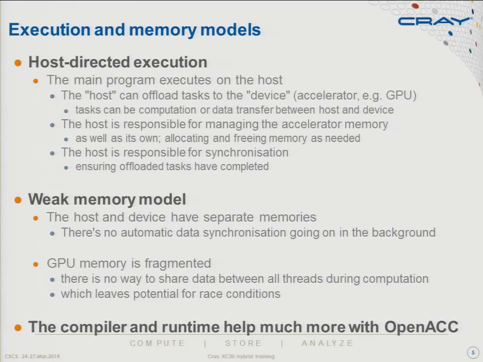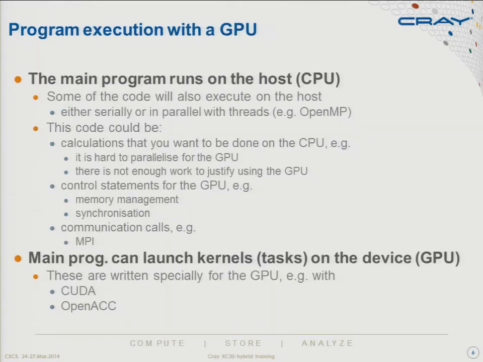Now, all of this is true whether you're using OpenACC or CUDA, because it's the hardware, it's just the architecture. The selling point of OpenACC over CUDA is, I would say, that the compiler and the runtime have much more scope for helping you if you're programming in a higher level way. With CUDA, you're very much in charge. If you know what you're doing, you can get great performance. But if you don't know what you're doing, or you get it wrong, or you just don't do the right thing, you can get terrible performance.